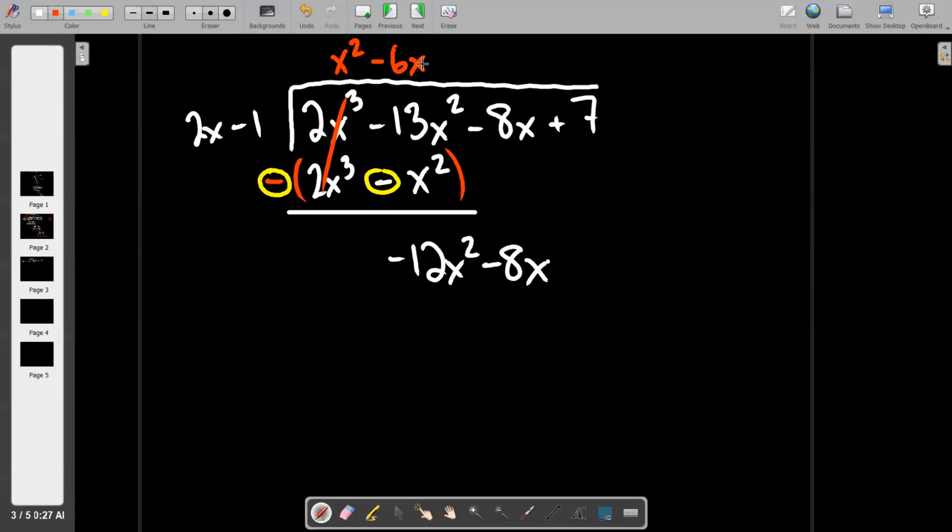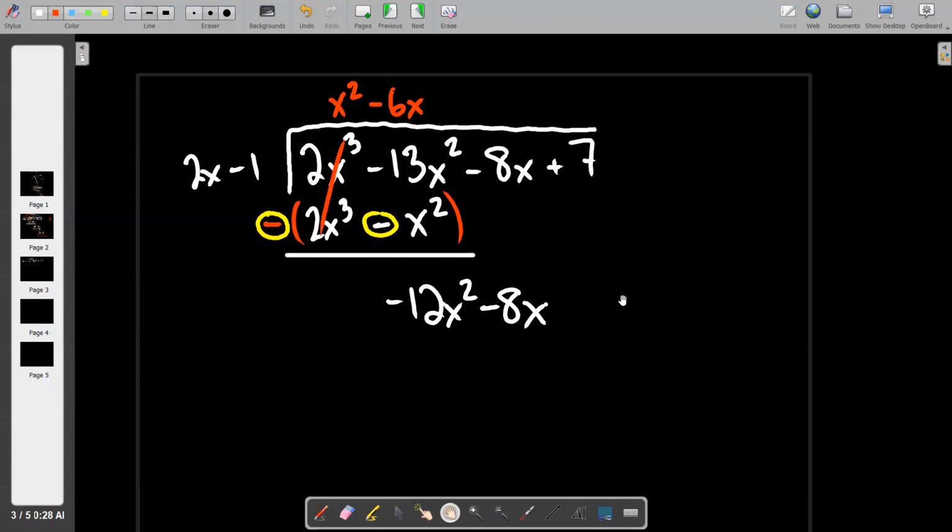Right. I'm trying to turn a positive 2x into a negative 12x squared. I need a negative, right? You put whatever you need, brother. Now, what are we distributing through the divisor? And don't say 6x. Negative 6x. Very good. And so as I distribute that, I need to be cognizant that it's a negative.